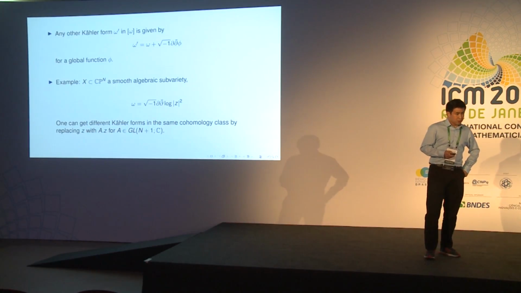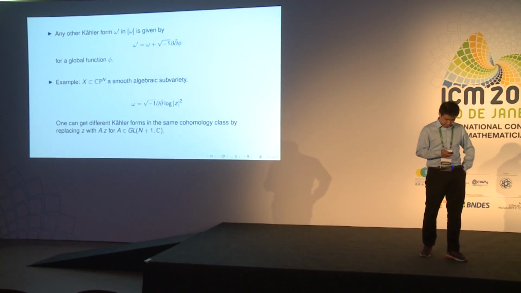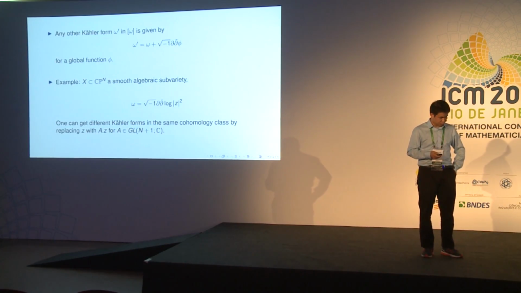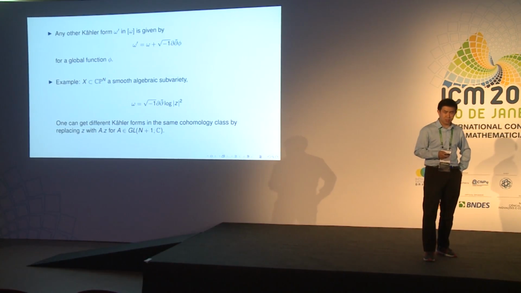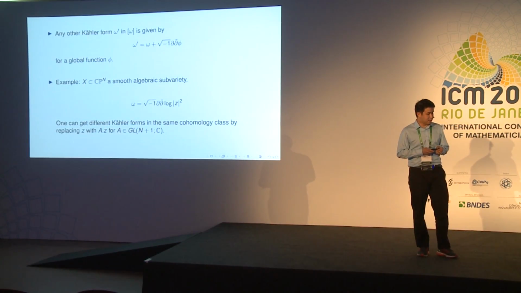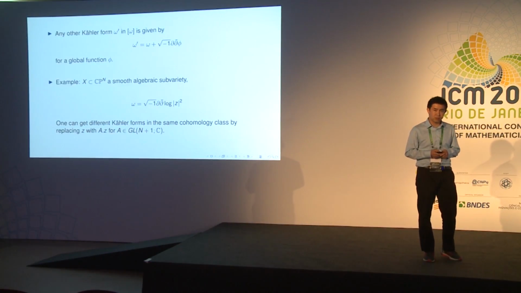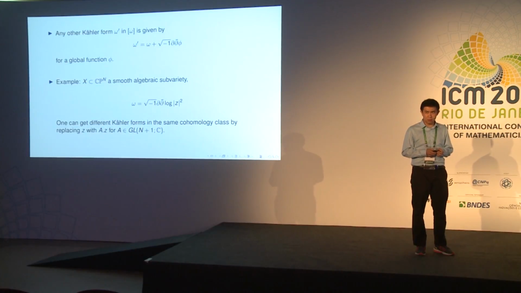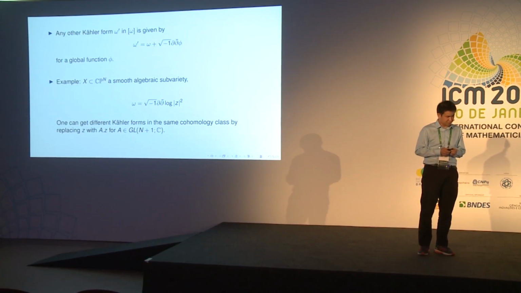A standard example of a Kähler manifold comes from algebraic geometry, and that's also what we will mostly focus on in this talk. We consider a smooth algebraic subvariety in CP^N. Then the restriction of the Fubini-Study metric to X gives you a Kähler metric. This log |z|^2 is not a globally defined function, it's only locally defined, but omega is globally defined.